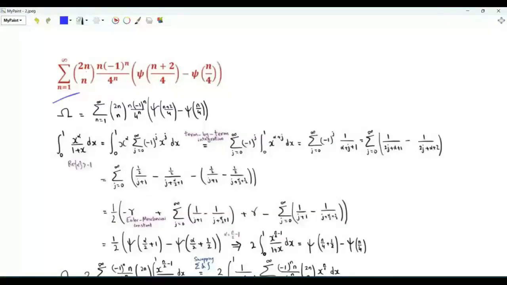The second series is summation n from 1 to infinity, 2n choose n times minus 1 to the n over 4 to the n, digamma n+2 over 4 minus digamma n over 4. Let's call this summation omega.